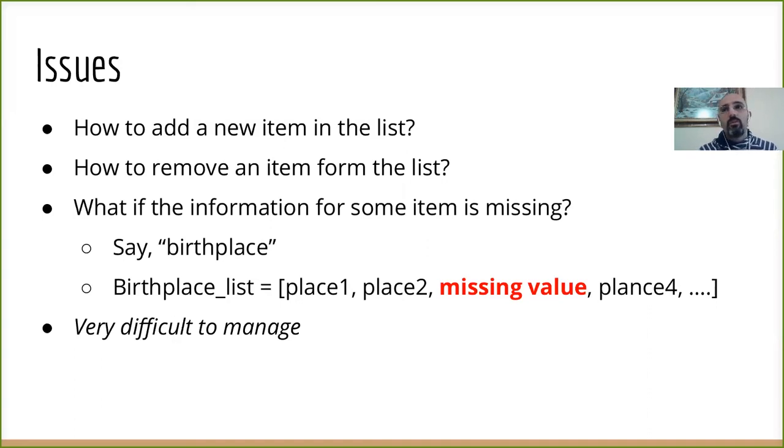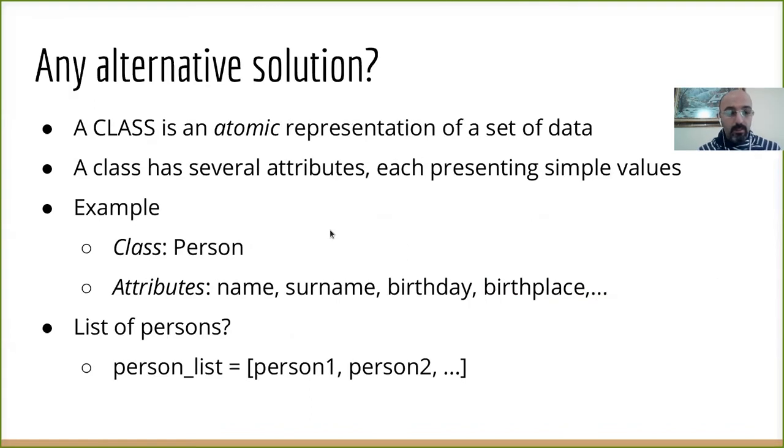One can be the use of dictionaries, such as we have seen in the former lesson, where we may have a collection of data with a pair of variable name and value. So for each person, we might have a specific dictionary. An alternative solution is creating classes.